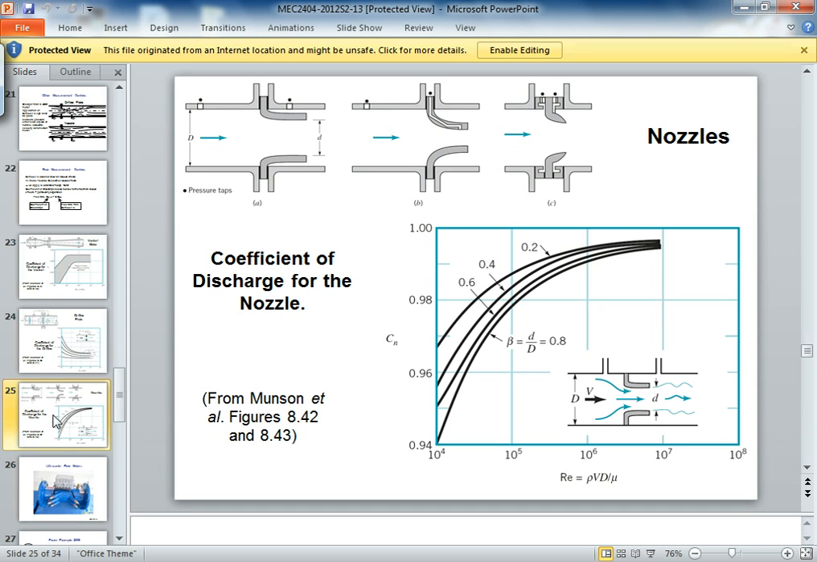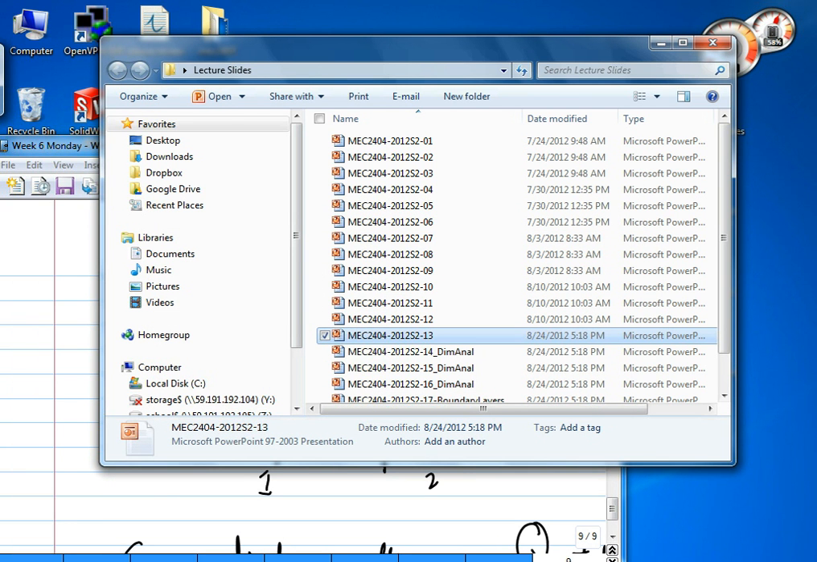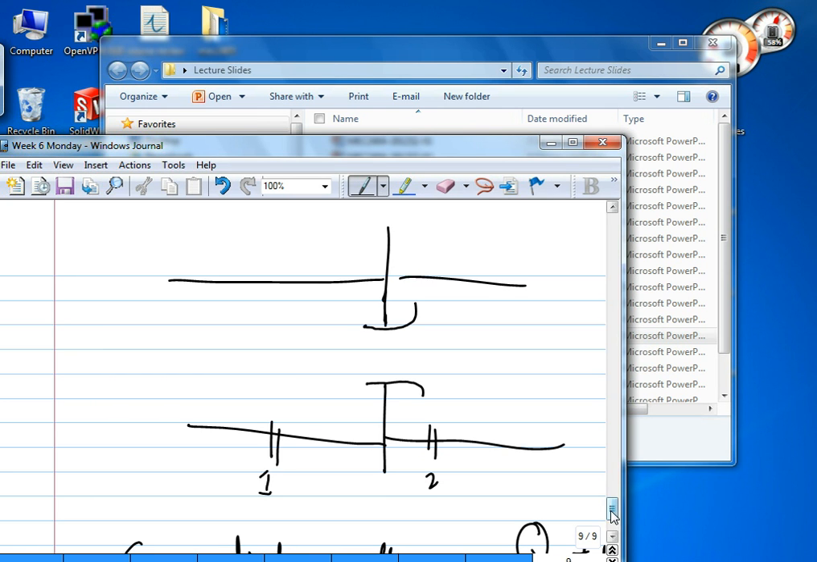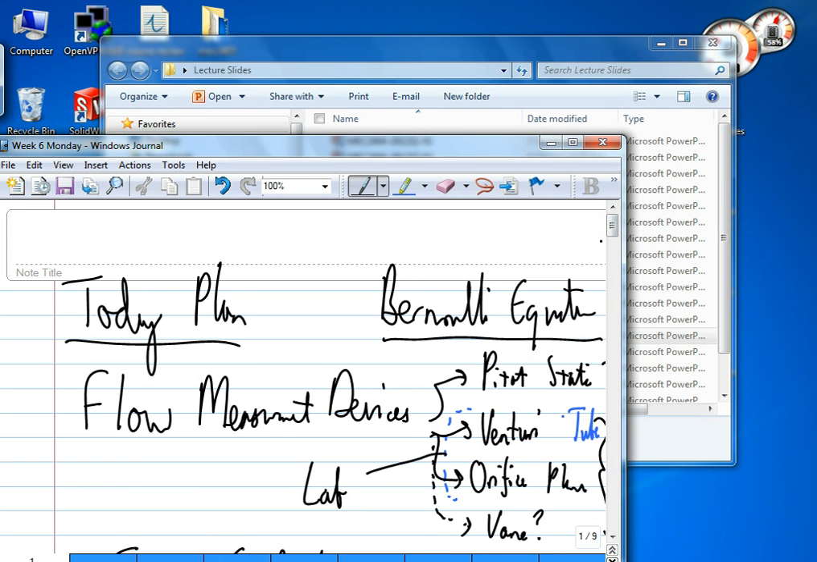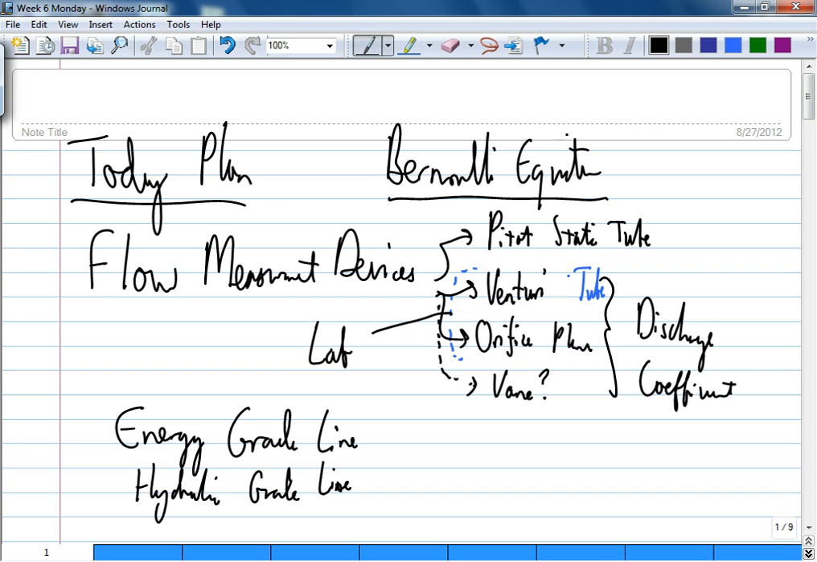With that, I was not able to completely explain the lab part, so I'll do that tomorrow, together with this one.